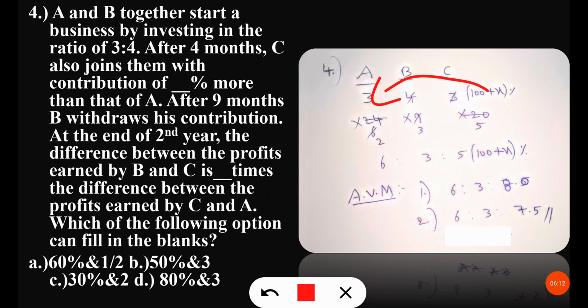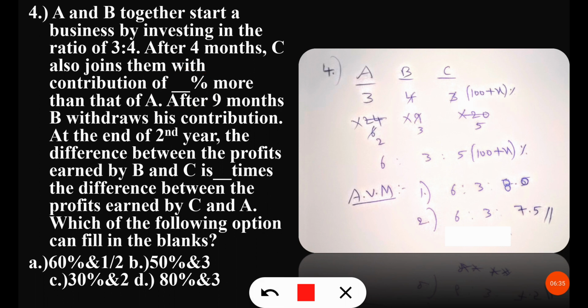Why? Because we are comparing C with A. C has invested X% more than that of A. That means C has invested more than 3 parts. That's why 3 into 100 plus X percentage. In the question it was given as dash percentage more, so we'll consider it as X%. 3 of 100 plus X%. I hope you understood this logic.